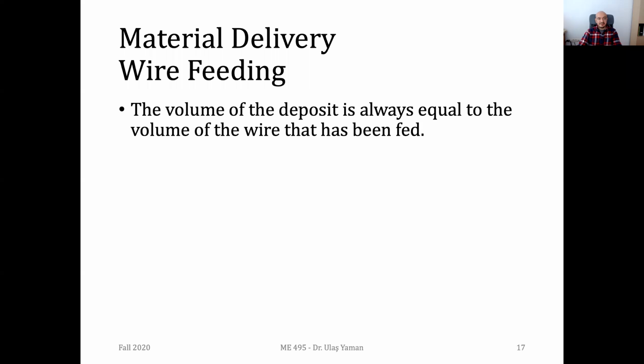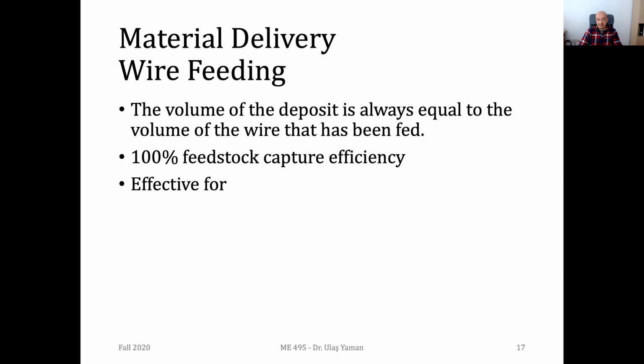So let's briefly discuss the wire feeding case. And we said that this is very similar to fixed filament fabrication. And the thing is that we obviously don't have extra material around the table. The volume of the deposit is always equal to the amount of wire you are feeding into the nozzle, very similar to the fixed filament fabrication. So the capture efficiency is 100%. We don't have any waste material.